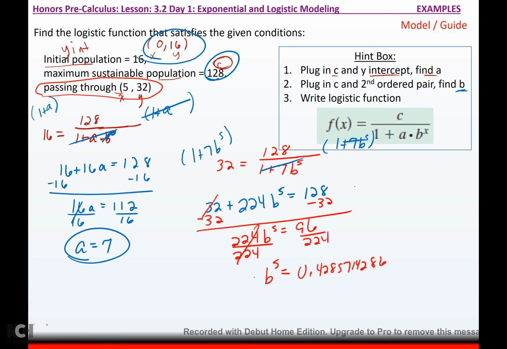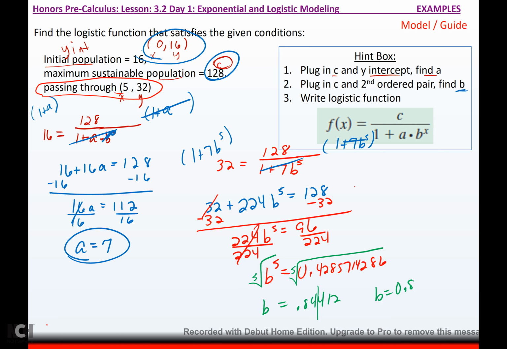So now to kill the fifth root, the fifth degree, I'm going to take the fifth root of both sides. So if I type in 5, math 5, and type in second answer, I get 0.8442, and so on. Now let's round to the nearest hundredth, which would give me B is 0.84.